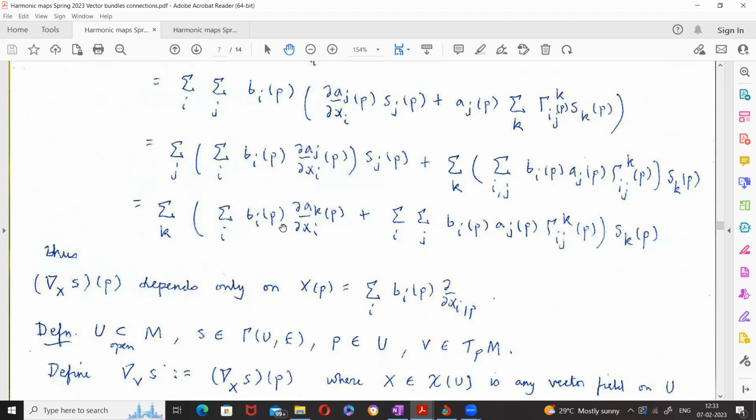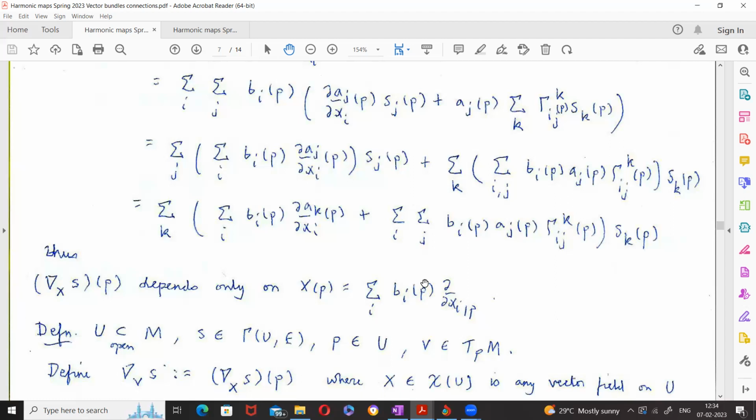So notice that the value of this nabla x s at p only depends on the coefficients bi of p, right? If I fix s, then as a function of x, the vector field, it only depends on the coefficients of the vector field at p, right? These bi of p. Yes? It does not involve higher derivatives of bi. It only involves the values of the bi's, right? That means this only depends on x at p, which is sum over i bi of p del del xi at p. Is this clear?